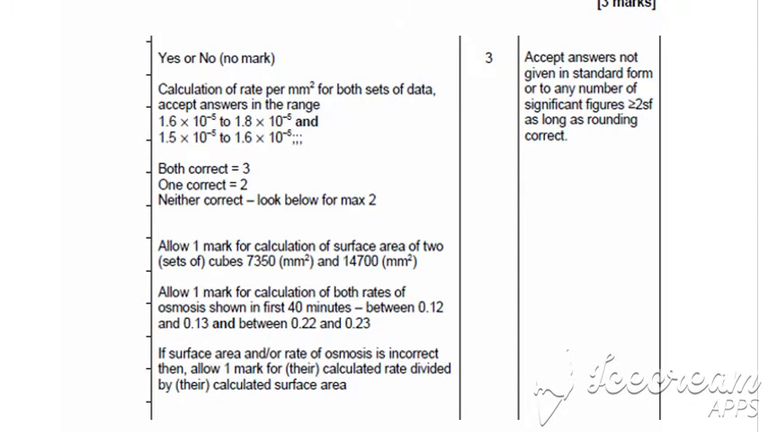If one of them is calculated correctly, then 2 marks can be given. If you haven't calculated any of those correctly, but you have calculated the surface areas correctly, 1 mark can be given. Or if you've calculated the rate of reactions correctly for both of these cubes, then you can have 1 mark. If neither of those are correct, then 1 mark can be given if you've shown a calculation of rate divided by the surface area.